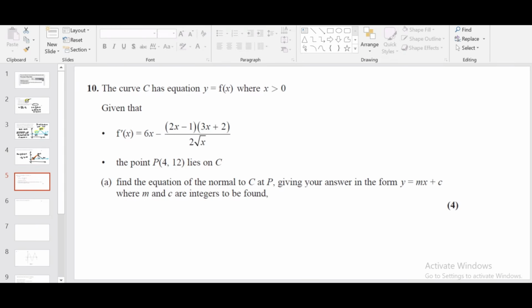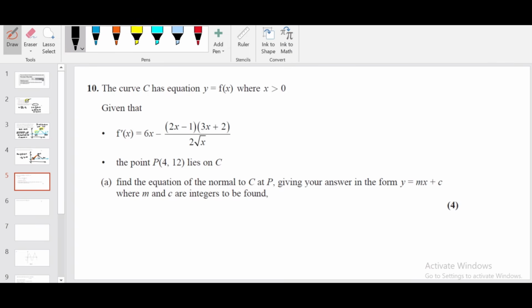Question number 10. We have f dash of x given and a point also. Find the equation of the normal at point P. So first we need to find the slope. So you need to sub in this x coordinate in here to find the slope. So slope is equal to the slope of the tangent. Slope of the tangent is equal to f dash of the x coordinate.